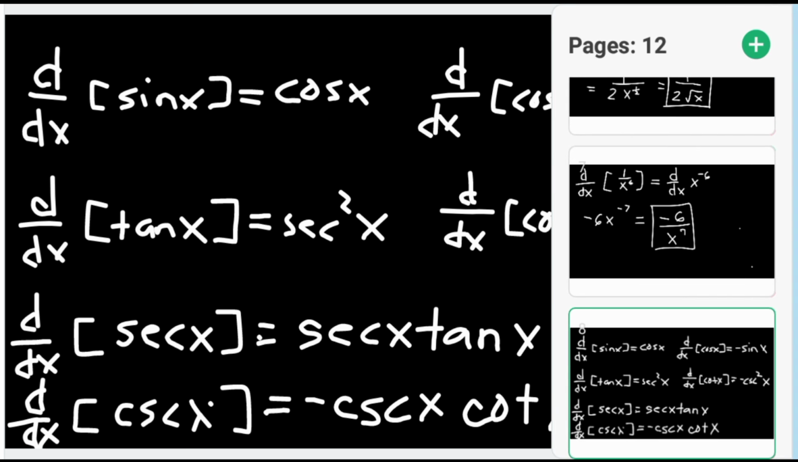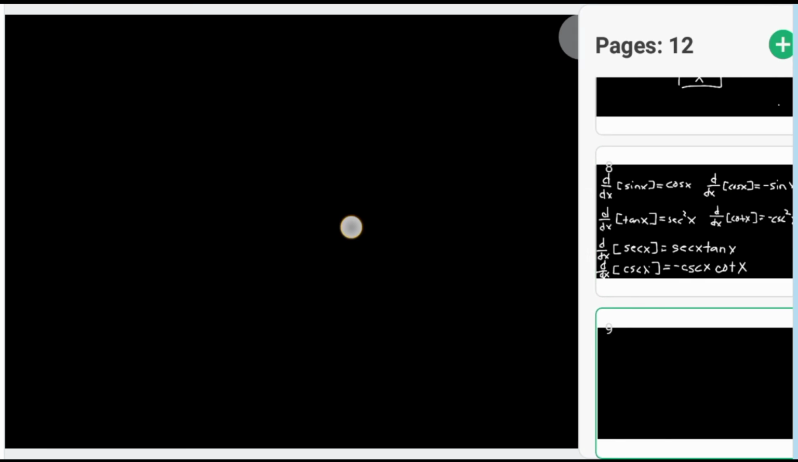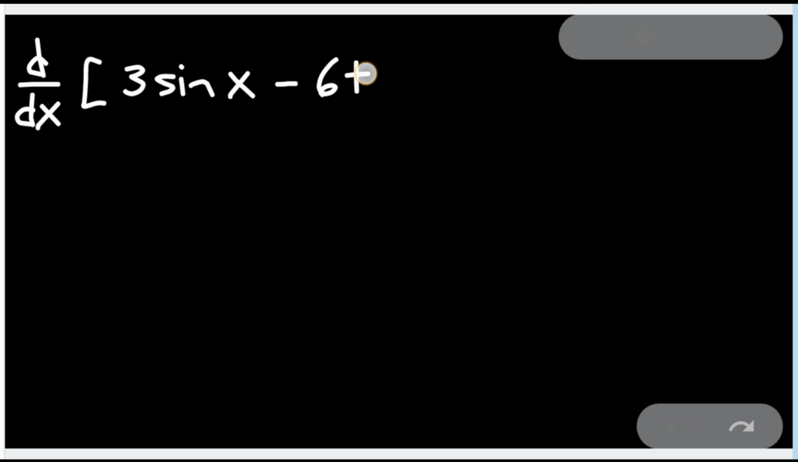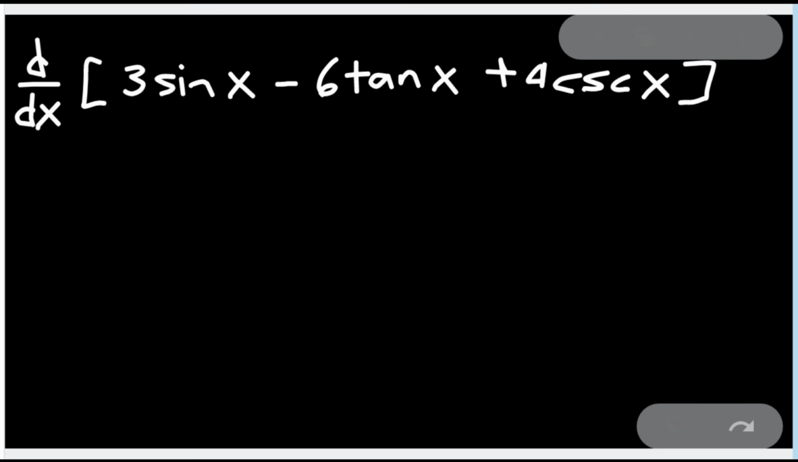And for us to apply this, let's try an example computation on getting the derivative of a trigonometric function. Let's say we have this problem. We have the derivative of 3 sine x minus 6 tan x plus 4 cosecant x. So what we need to do is just simply get the derivative of each term.